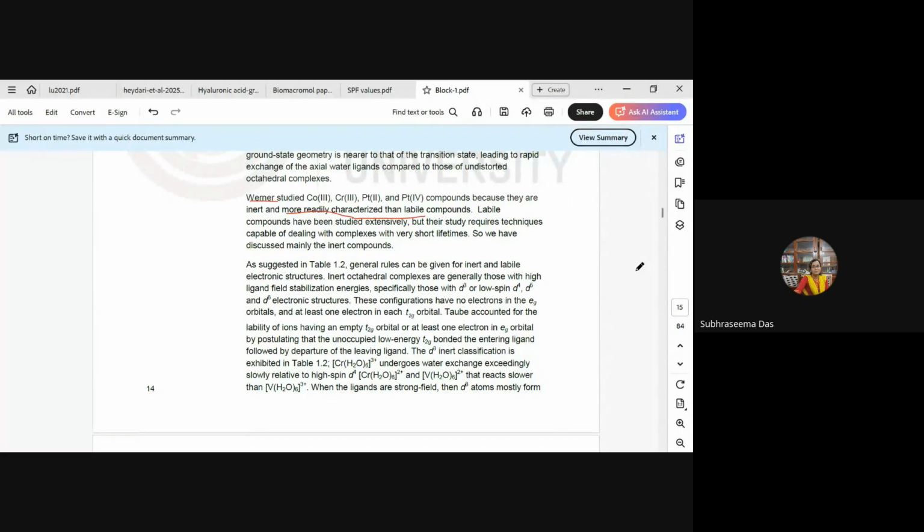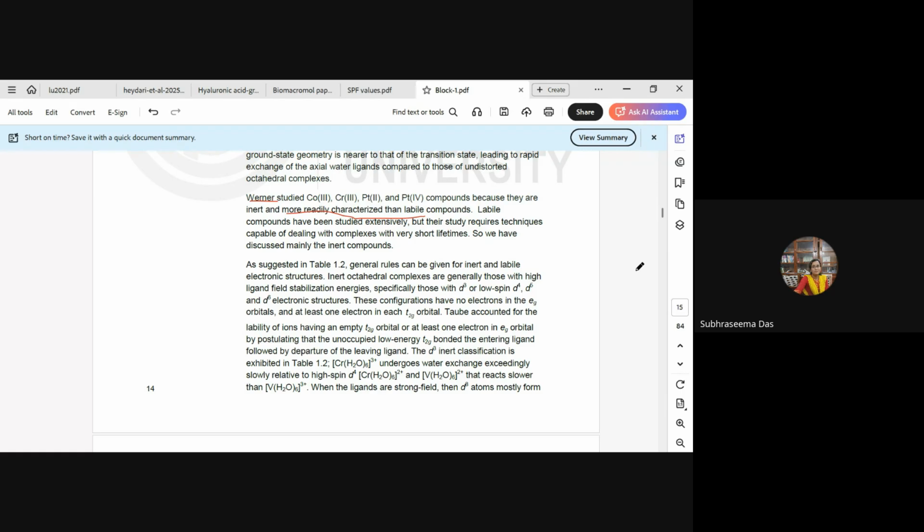Because we know that in labile complexes the reactions happen so fast, and their t-half is less than 30 seconds. That is why some specialized techniques are needed to study their kinetics. On the other hand, platinum 2+ and platinum 4+ compounds are inert in nature. Inert here means that they react very slowly and their t-half is much longer.